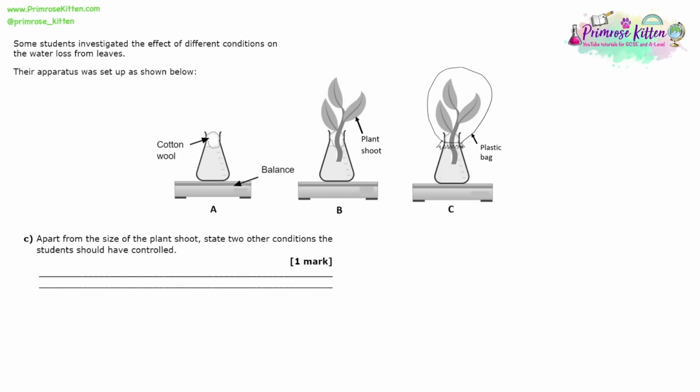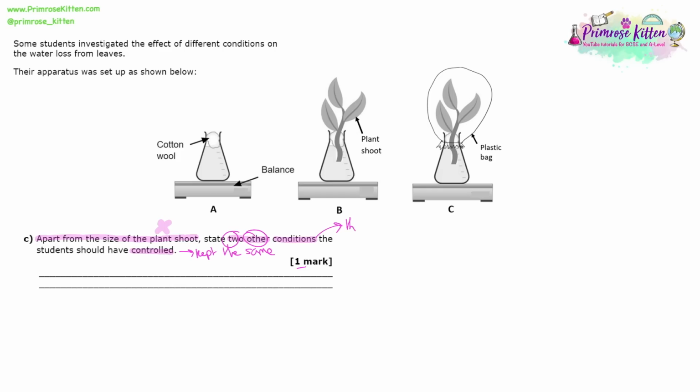So part C, apart from the size of the plant shoots, so not mentioning that, state 2 other conditions that the students should have controlled in the room where they carried out their investigation. So we're not talking about plant shoots here, we need to give 2 other conditions, even though we're only going to get 1 mark here, but that's because it's quite an easy question. It's just, can you recall some conditions that affect transpiration?